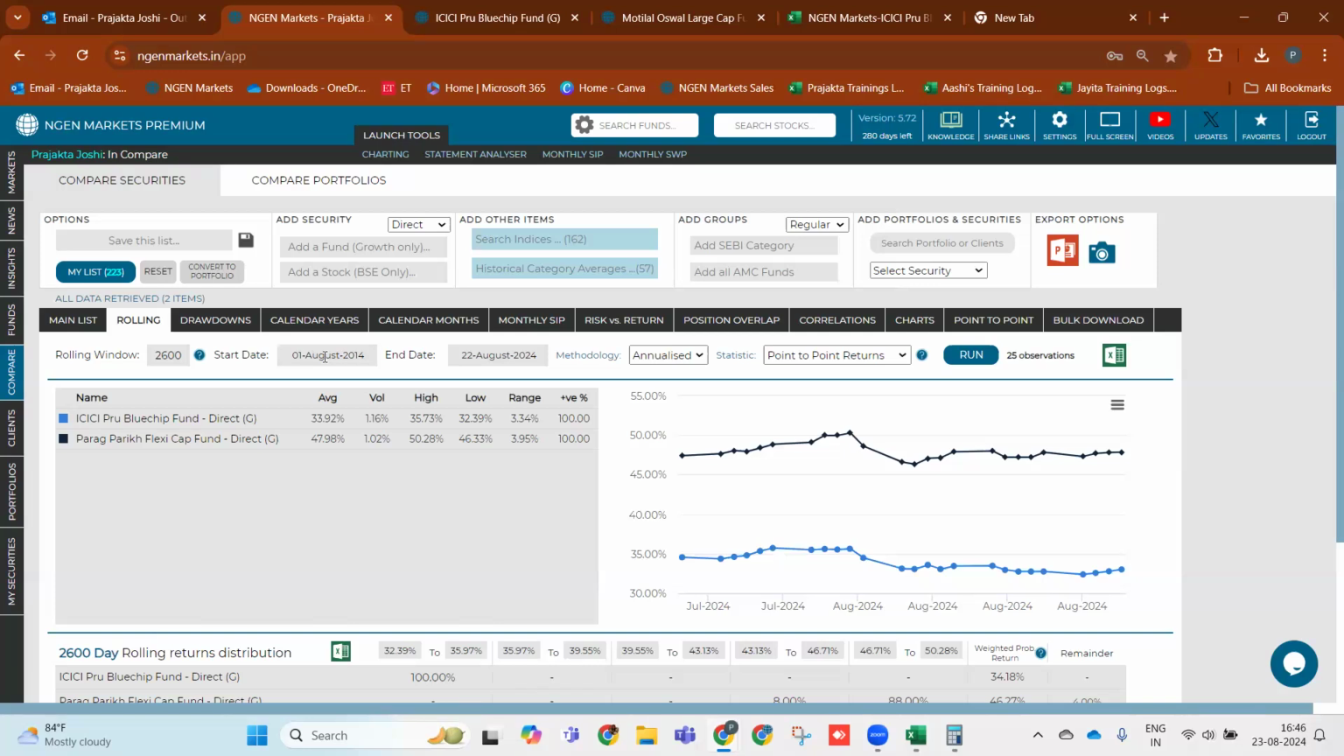So our start period was 1st of August 2014. 10 years from that will be 19th of July 2024, considering working days only. So 2600 exactly days. So there are only few, just 1 month data points, from 19th July to the current 22nd of August.